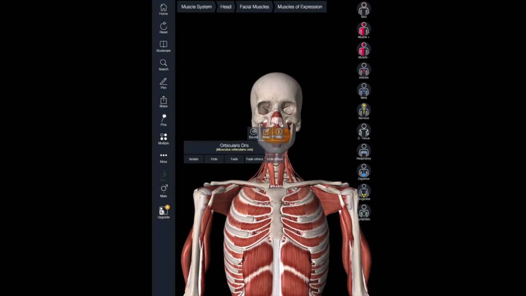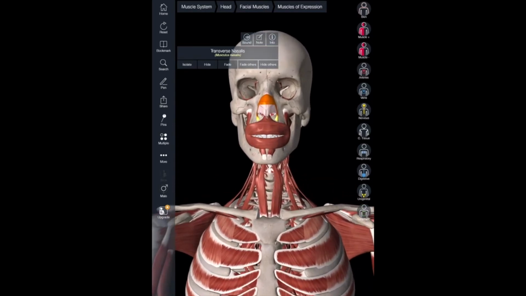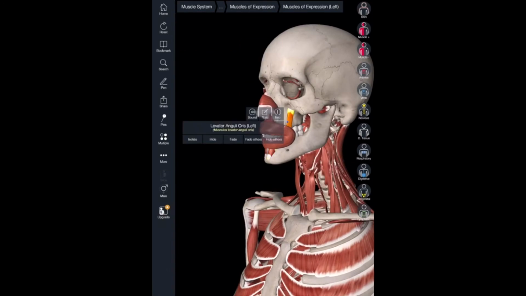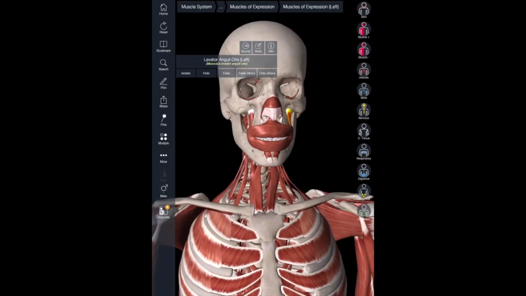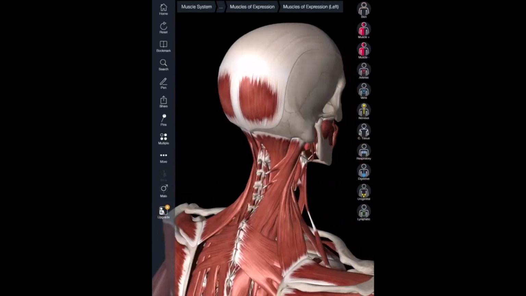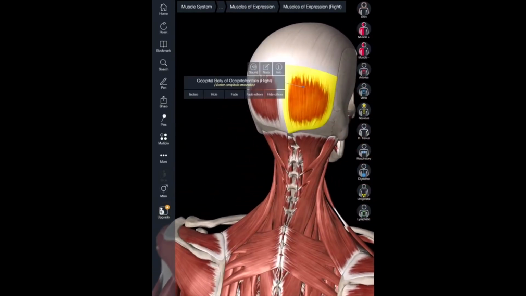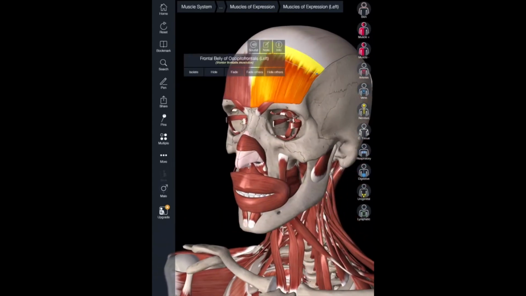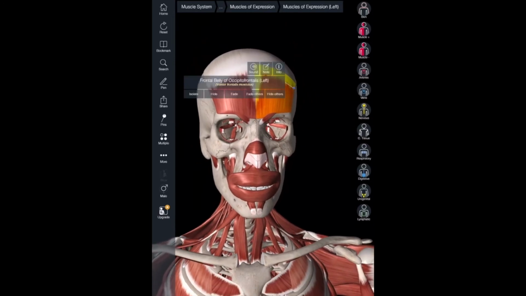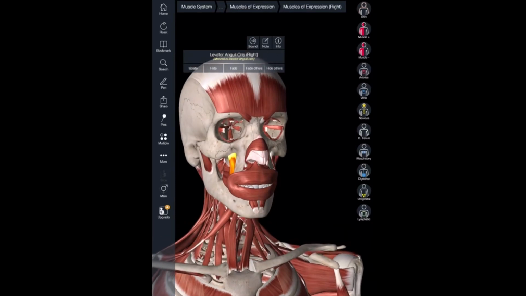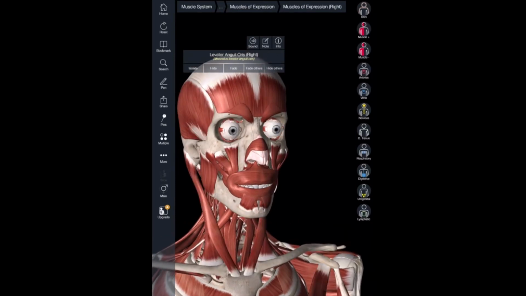Remember those guys? Orbicularis oris, nasalis, mentalis, levator anguli oris, occipitofrontalis. This is the back of it. This is the occipitalis part of occipitofrontalis and the frontalis part of occipitofrontalis. Oh, I already said levator anguli oris. What else? We'll come back to the muscles of mastication in a minute.